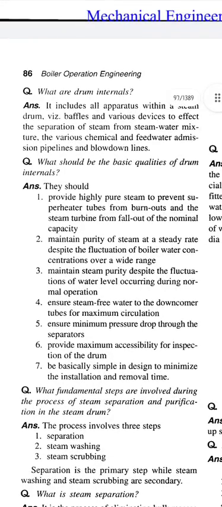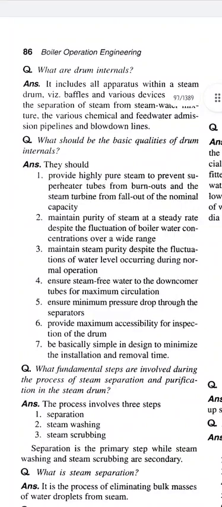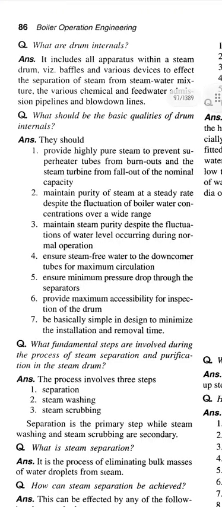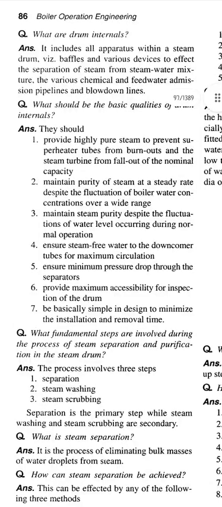A question: what should be the basic qualities of drum internals? Answer: they should provide highly pure steam to prevent superheated tubes from burnouts and the steam turbine from damage, and follow the nominal capacity. Maintain purity of steam at steady rate despite the fluctuation of boiler water concentrations over a wide range. Maintain steam purity despite the fluctuations of water level occurring during normal operation.